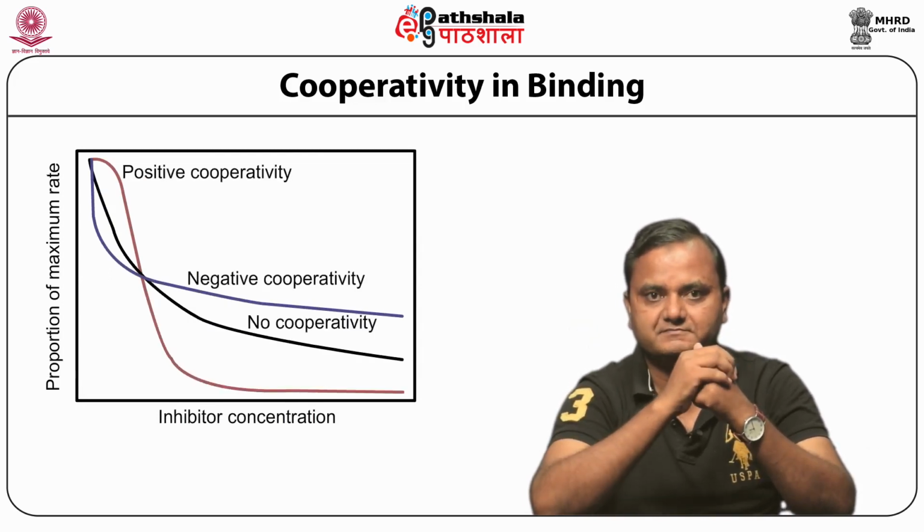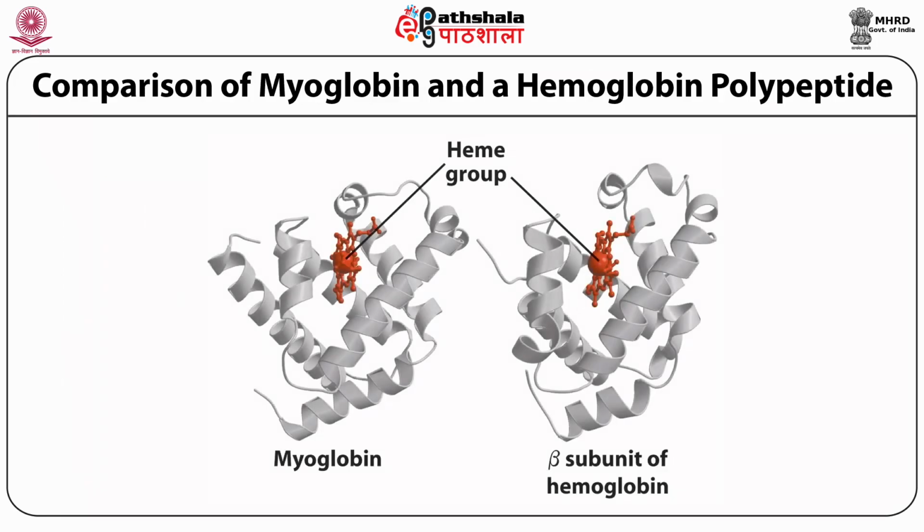Here you can see the myoglobin and hemoglobin polypeptide. Although both have a similar kind of polypeptide chain, the only difference is that hemoglobin has many subunits, 4 subunits. However, myoglobin has a single subunit. That's why binding of oxygen to hemoglobin is a cooperative process, while myoglobin is a non-cooperative process.